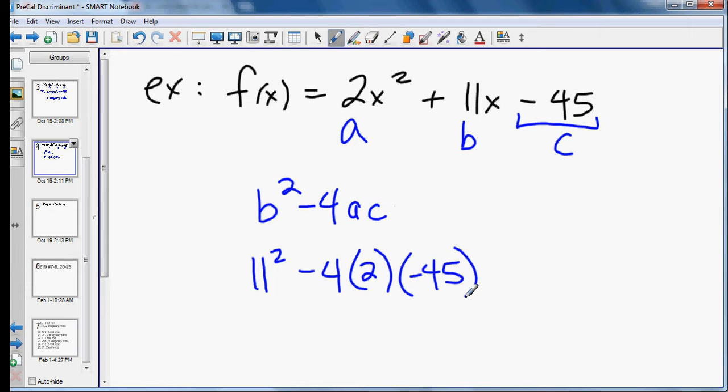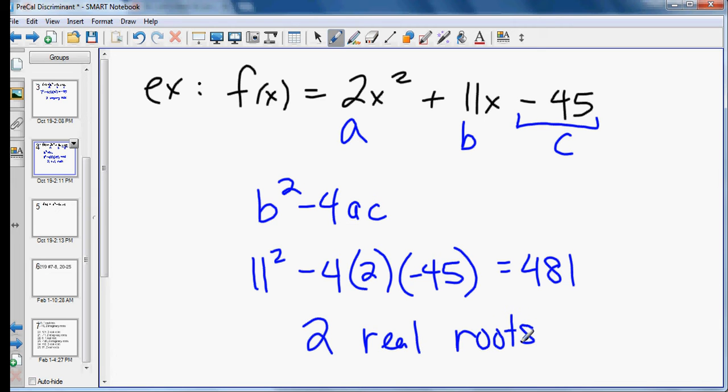So I type in 11 squared minus 4 times 2 times negative 45. It's probably a good idea to put parentheses around that negative 45 in your calculator just to make sure. And the result is positive 481. Since I got a positive result, that tells me there are 2 real roots. 2 unique real roots, in fact. So there's 2 of them, and it's 2 different numbers.